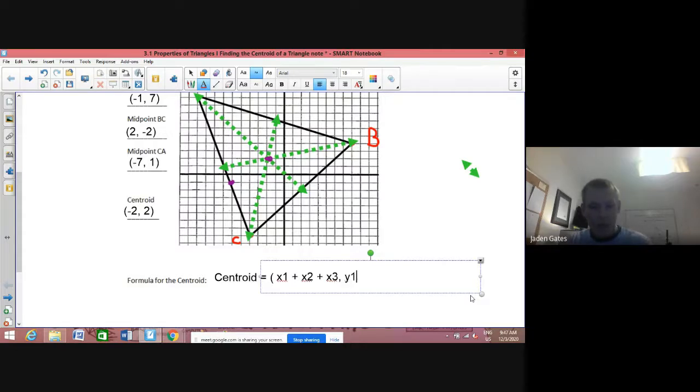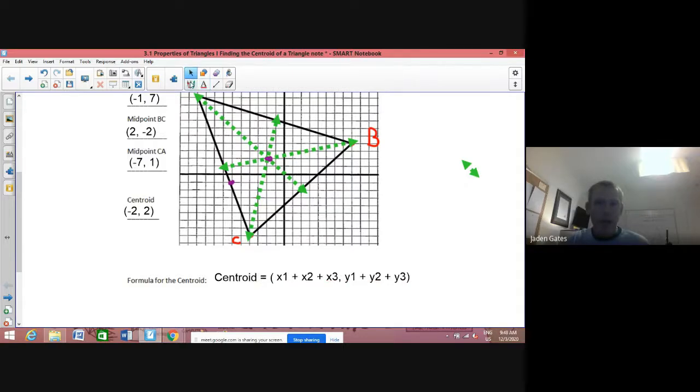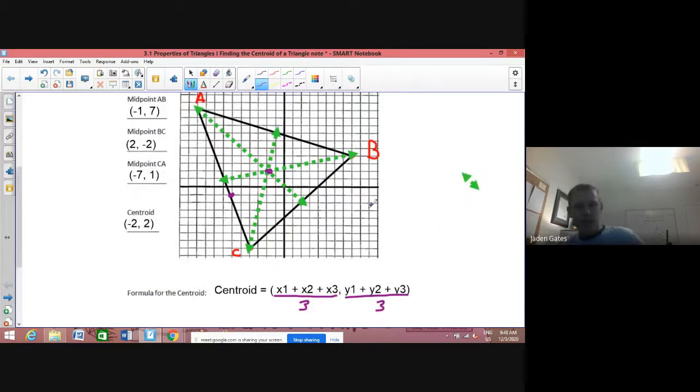And the same thing with the y's. I take y1 plus y2 plus y3. And I divide by 3. So I'm going to throw that in there. Divide that by 3. Because we're going to find the average of the x-coordinates and the average of the y-coordinates. So the centroid is just like the midpoint, only we have an extra point. And because we have an extra point, we're not dealing with a line. We're dealing with a triangle.